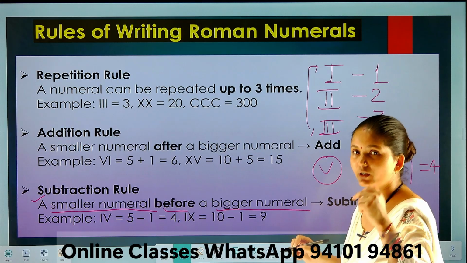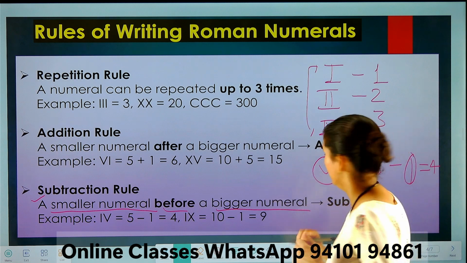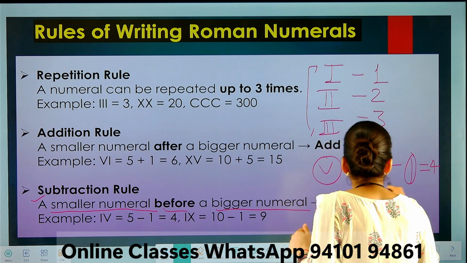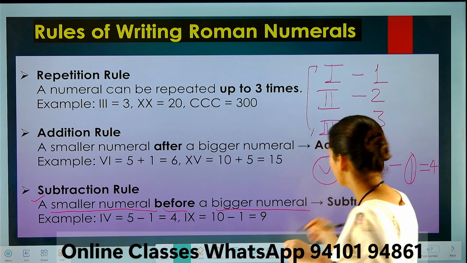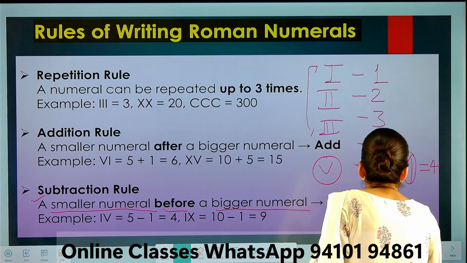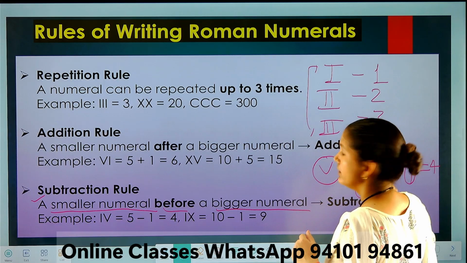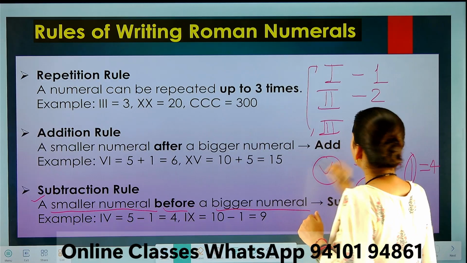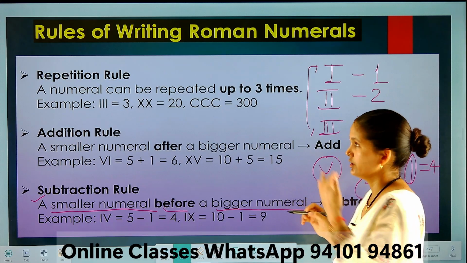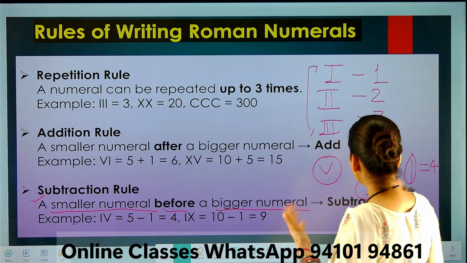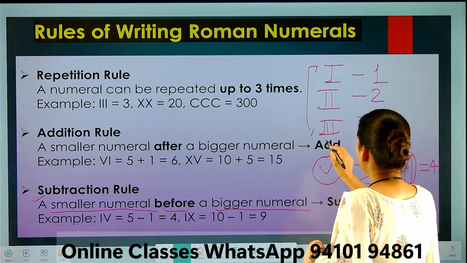To write the Roman numeral, we write the smaller value at the beginning. I is the Roman value of 1, so we write I. Then we are subtracting 1 from 5, and 5 is the bigger value, so we write the bigger value after the smaller value. So IV is the Roman numeral of 4. Understood? So this is the subtraction rule. There are many numbers for which we will use the subtraction rule. So this is 4, IV.